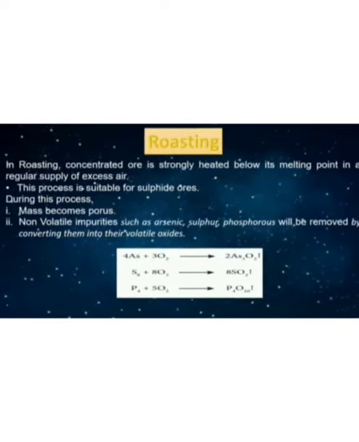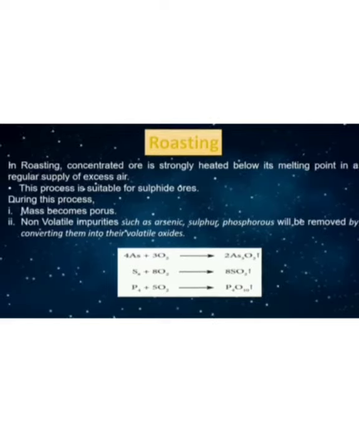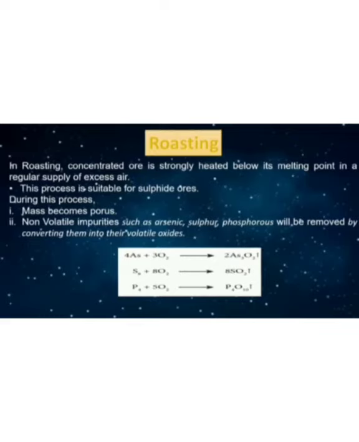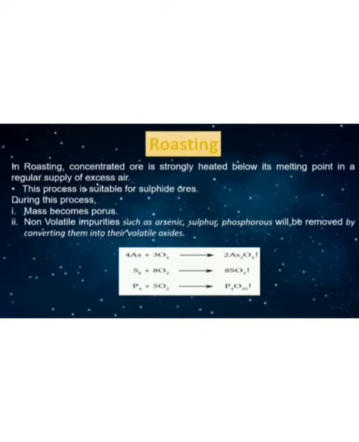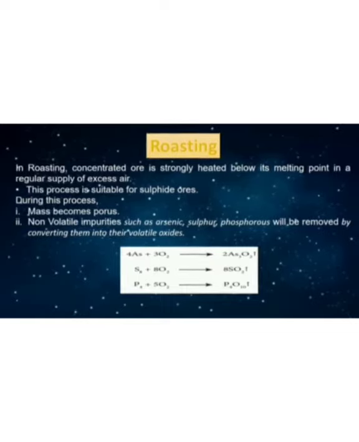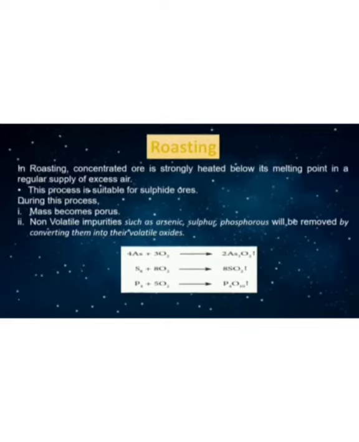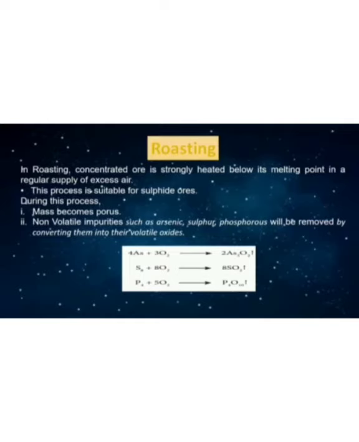The next method of converting the ore into metal oxide is roasting. In roasting, the concentrated ore is strongly heated below its melting point in a regular supply of excess air. This process is suitable for sulfide ores. During this process, non-volatile impurities such as arsenic, sulfur, phosphorus will be removed by converting them into their volatile oxides.